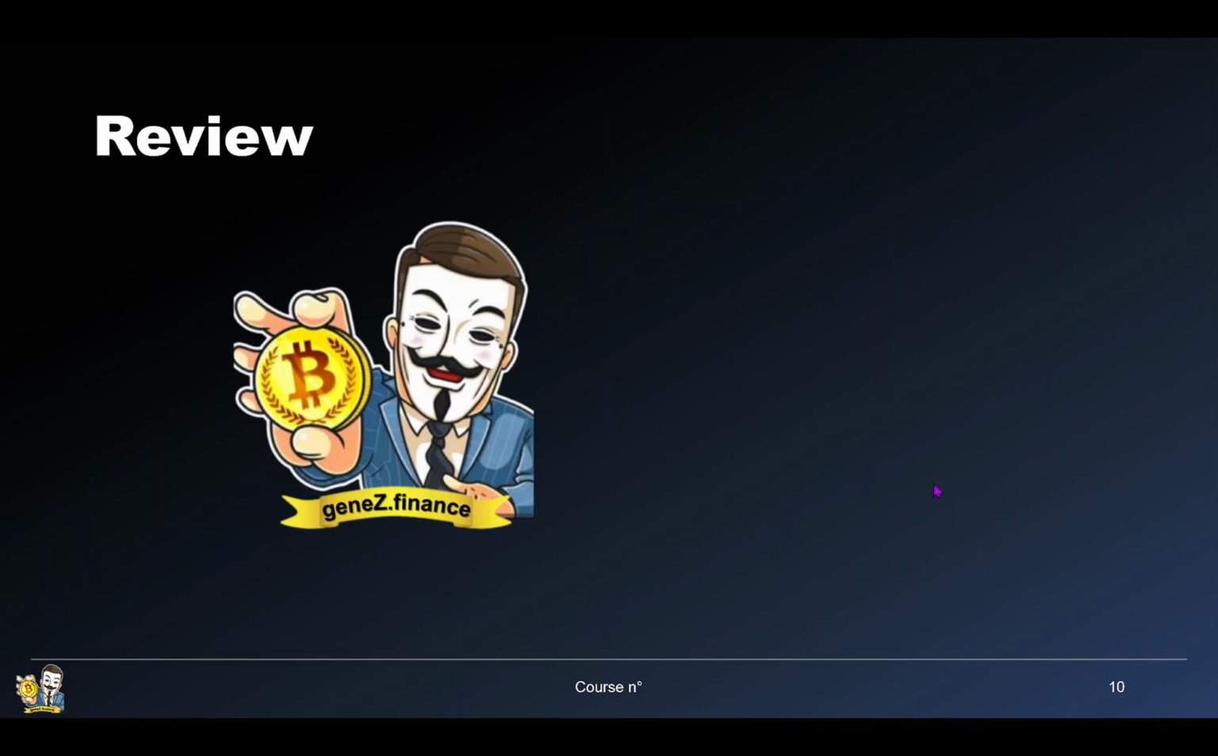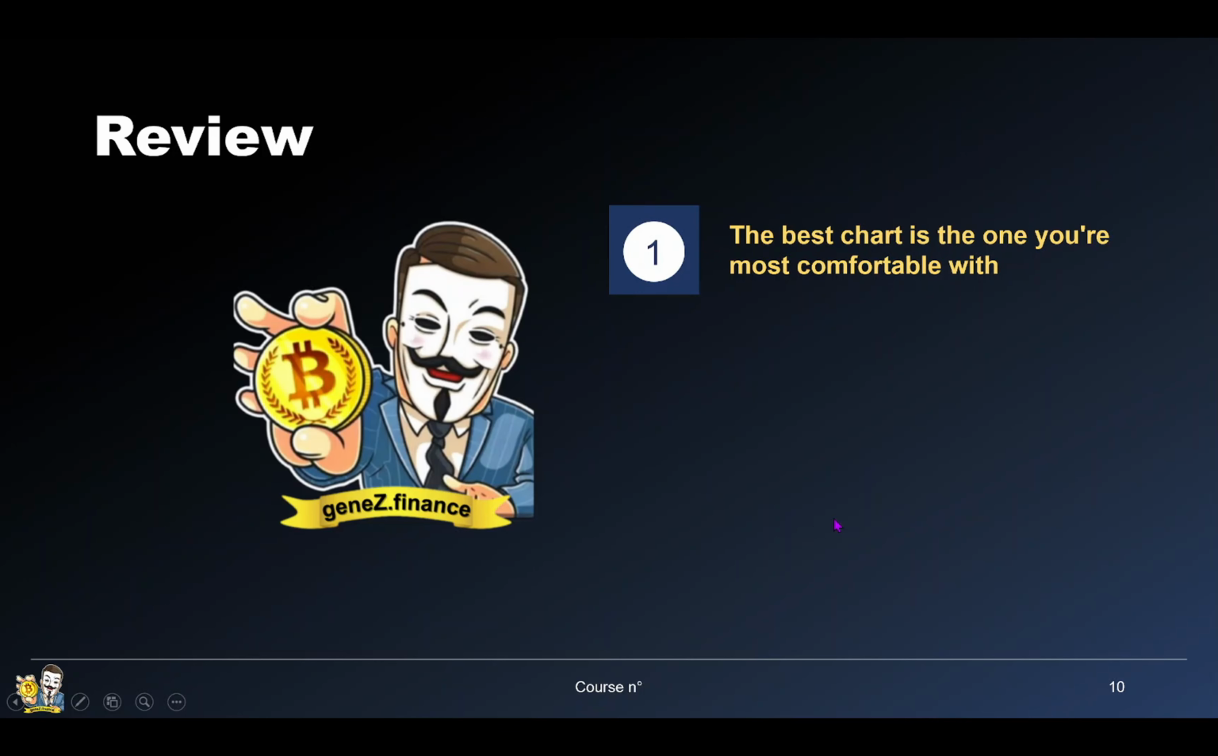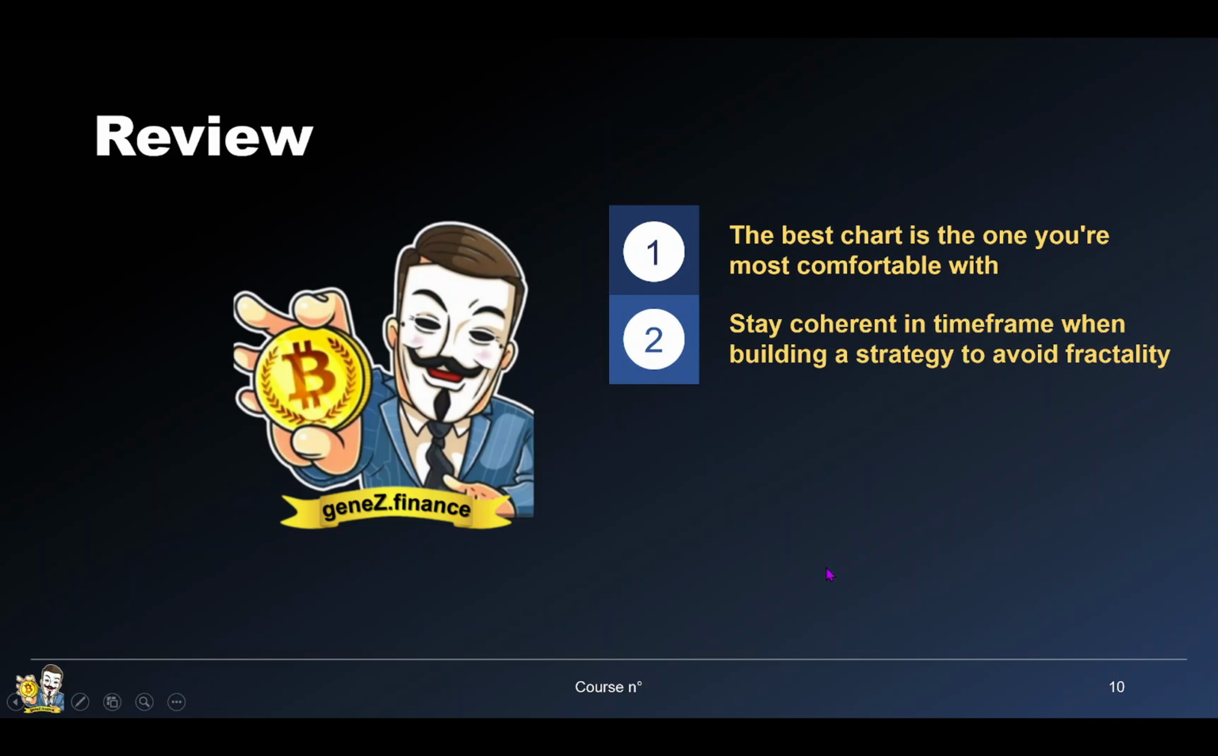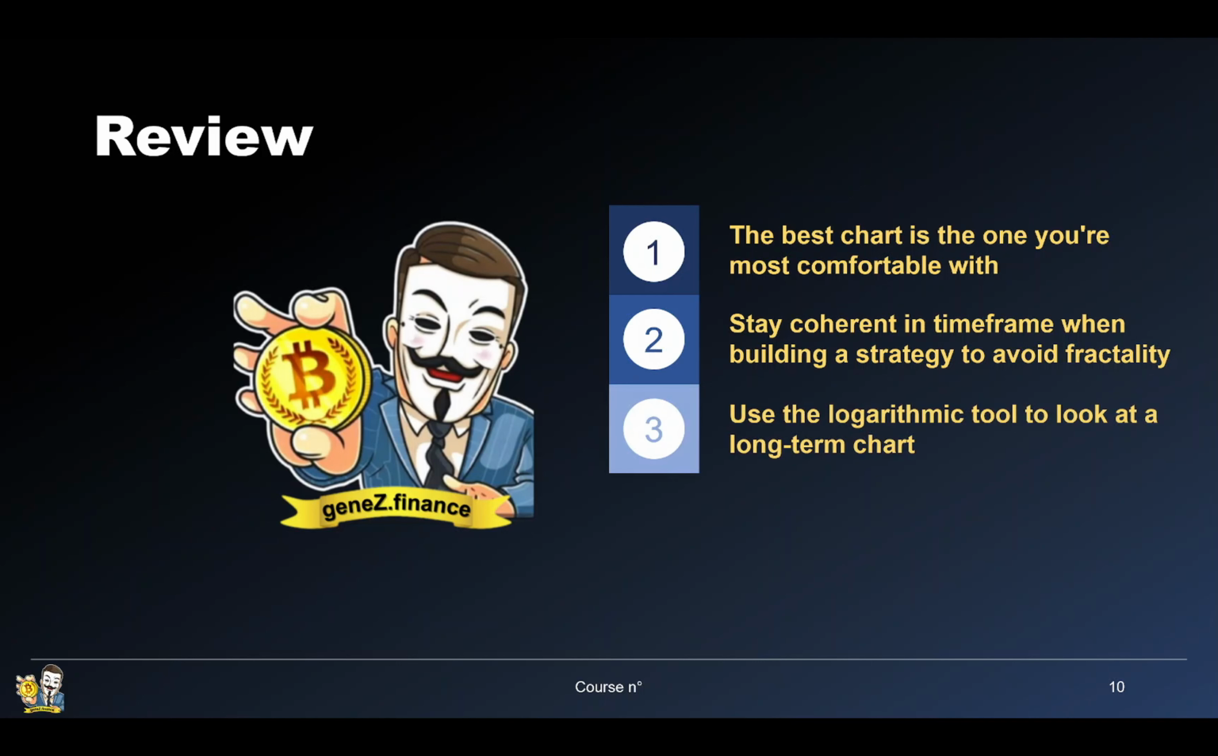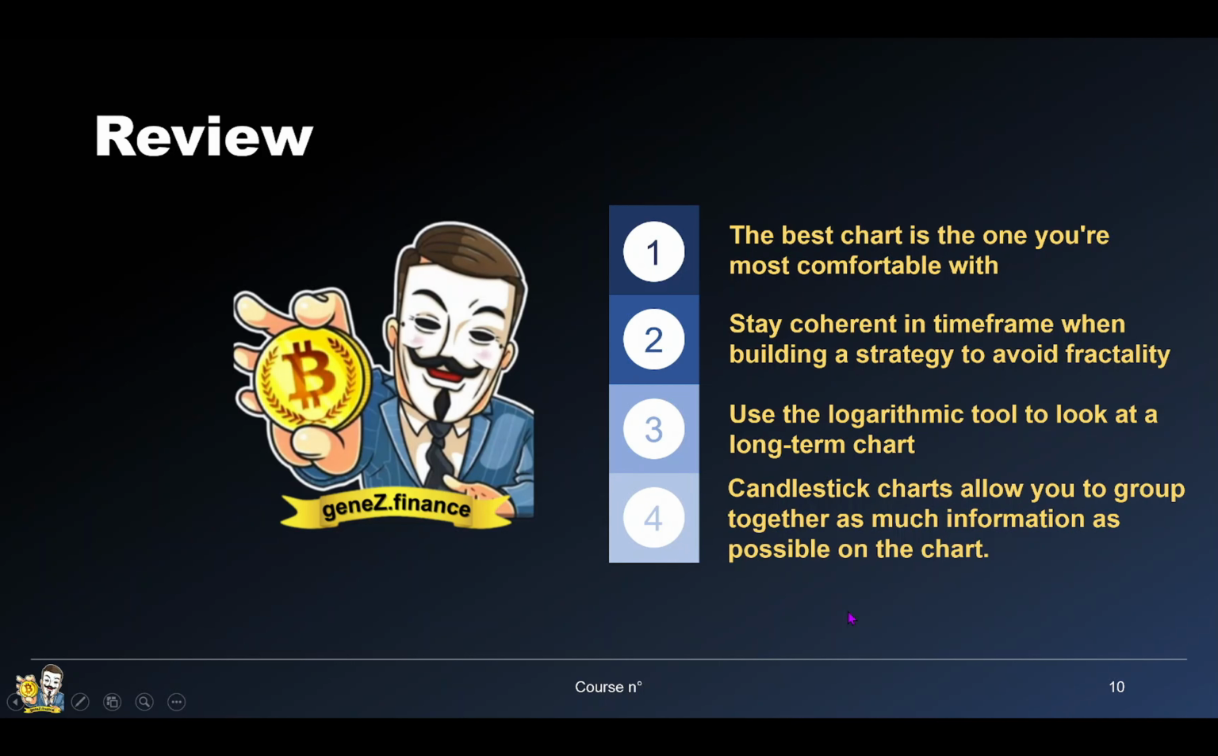Let's look at a quick conclusion to this class. The best chart is the one you're most comfortable with. There is none better than the others. It's up to you to feel comfortable with the chart you use. Stay coherent in time frame when building a strategy to avoid fractality. Remember that different patterns can appear if you change the time frame. Your trading will be affected. Use the logarithmic tool to examine a long-term chart. And finally, candlestick charts allow you to gather as much information as possible on the chart.